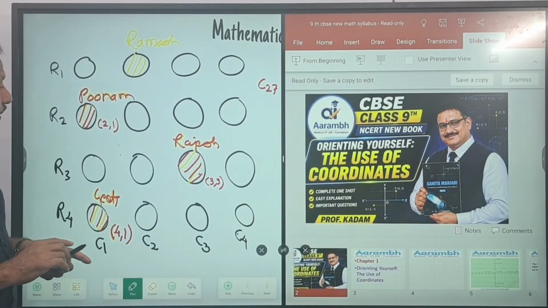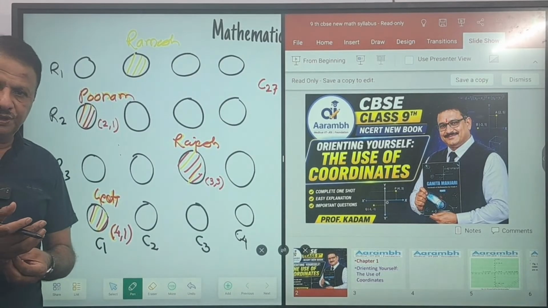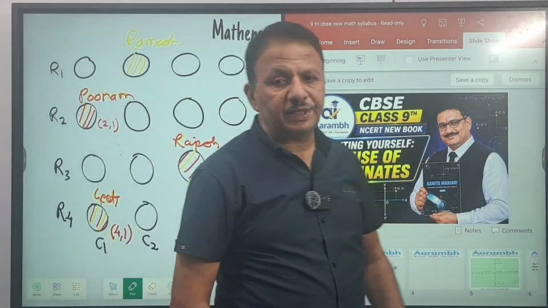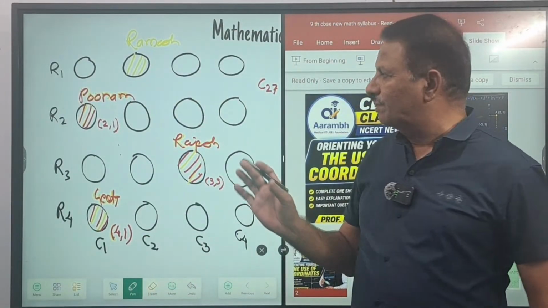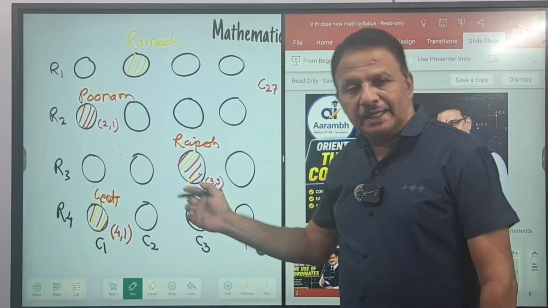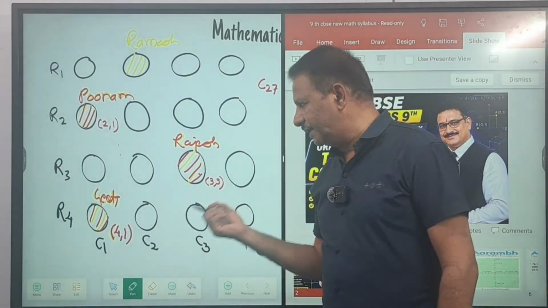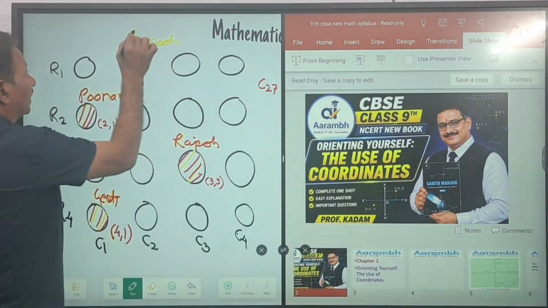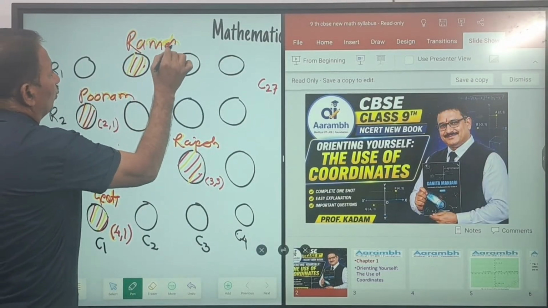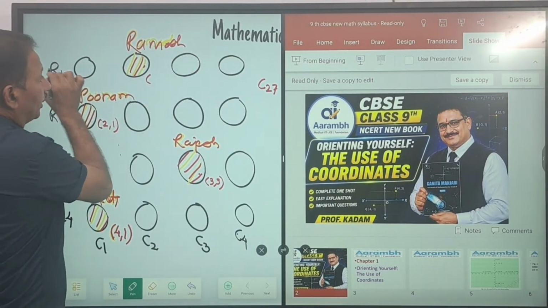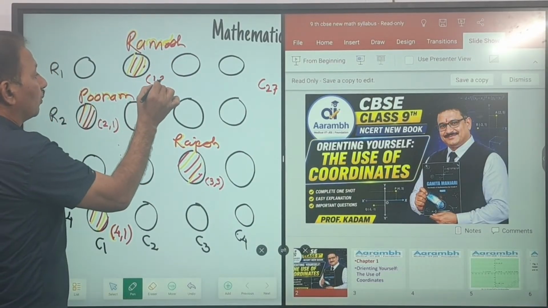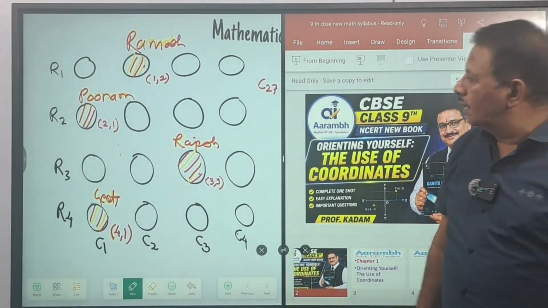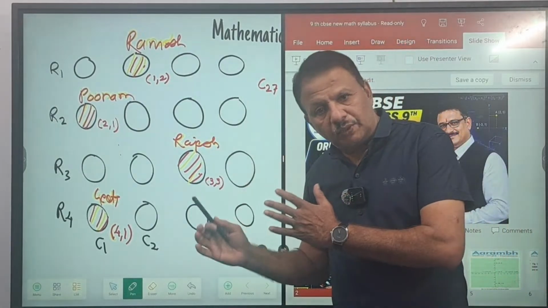To locate the position of any object in the given plane, we require a Cartesian plane. We will study it in a little more detail. Suppose Ramesh is there. Where is he located? He is located in the first row and second column. So the coordinates of Ramesh will be 1, 2. Okay, now we will study this in a little more detail.